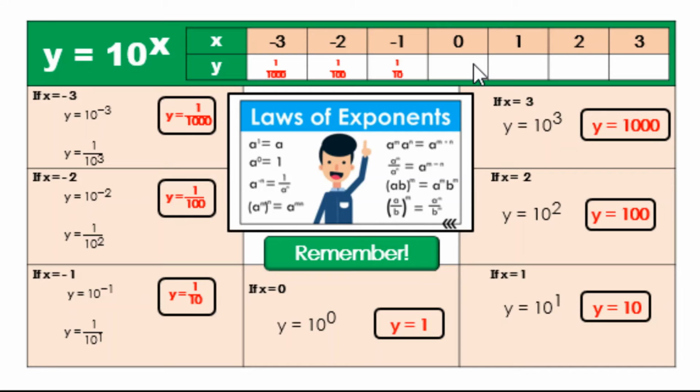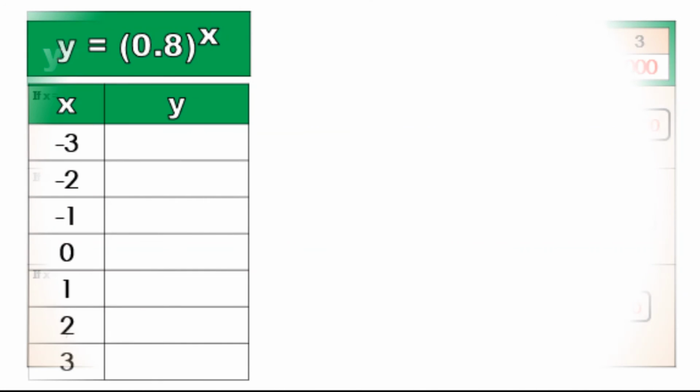And then when your x is 0, 10 raised to 0, of course, is equal to 1. When your x is 1, 10 raised to 1 is 10. When your x is 2, 10 squared is 100. And when your x is 3, therefore, you have 10 cubed is 1,000. Okay, so we have now completed the table of values for function number 2.